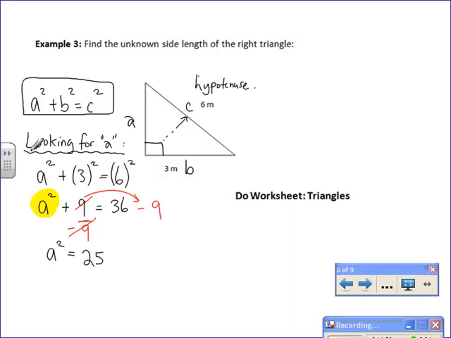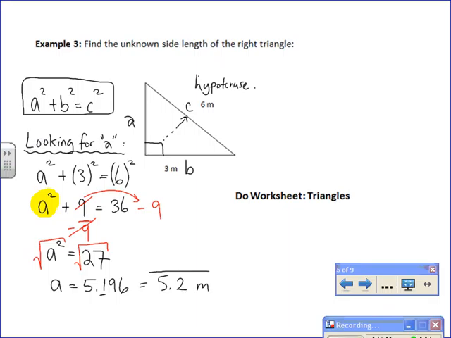Oh, I'm sorry. I made a quick math error. My apologies. 36 minus 9 is 27. So now I've got a squared equals 27. I just need to figure out what is a. So now I'm going to square root both sides, just like I always do. And that will give me a equals the square root of 27, which is 5.196. And so we could even round that up to 5.2 meters.